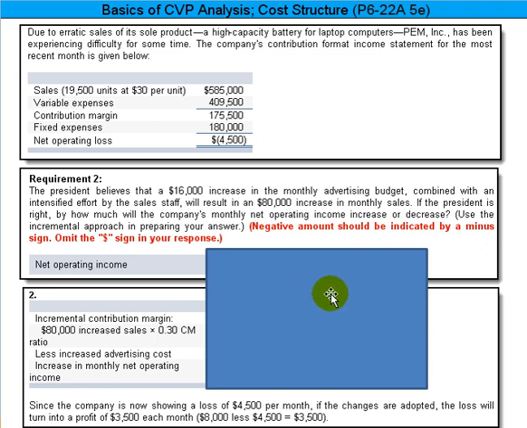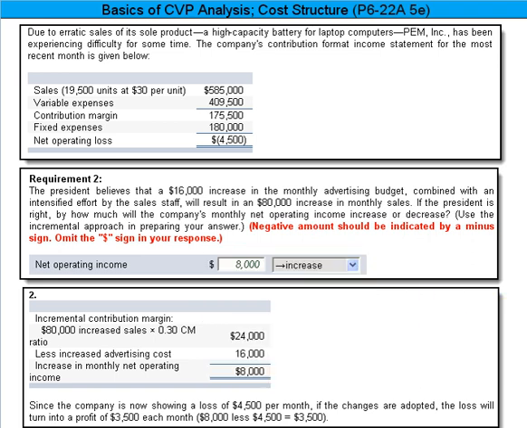Okay, so here's the incremental approach, and I'll show you what that looks like here. The incremental contribution margin is 80,000 of increased sales times a 30% contribution margin, so that gets us 24,000. Then we back off the 16,000 of increased advertising cost, so on an incremental basis, we expect to have net operating income of $8,000.